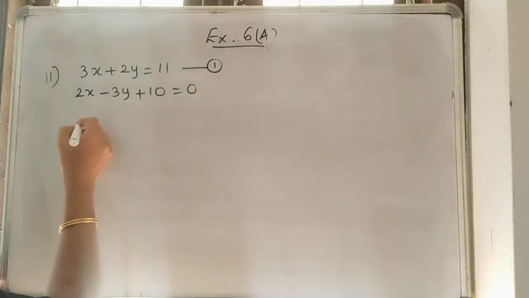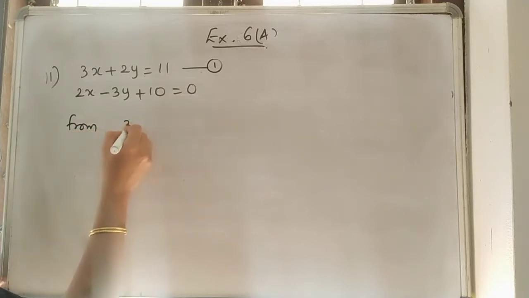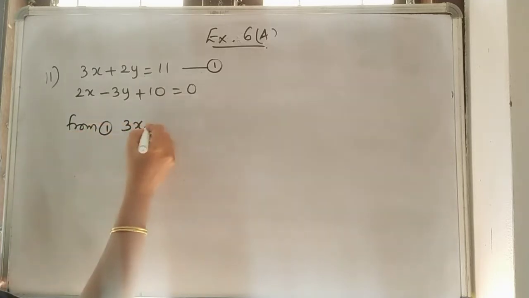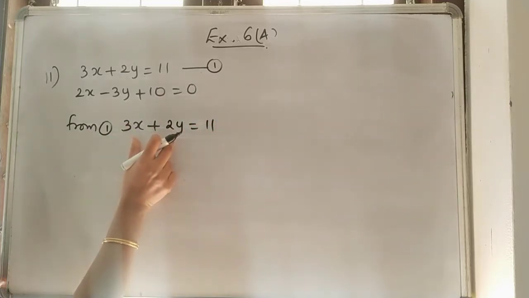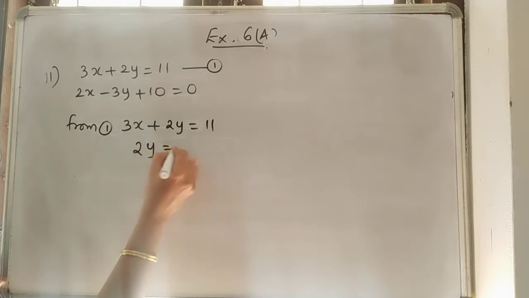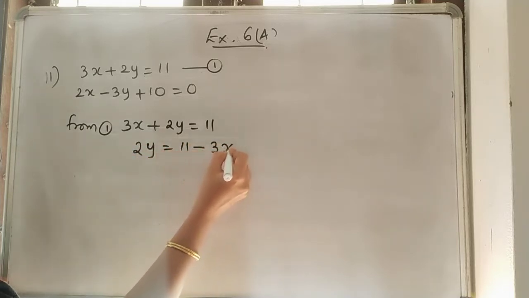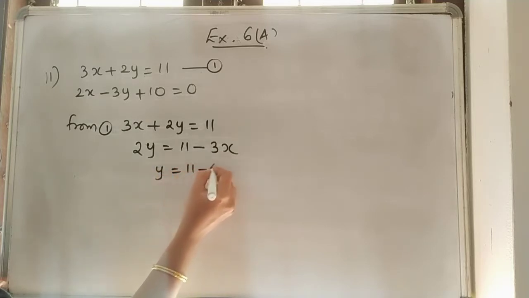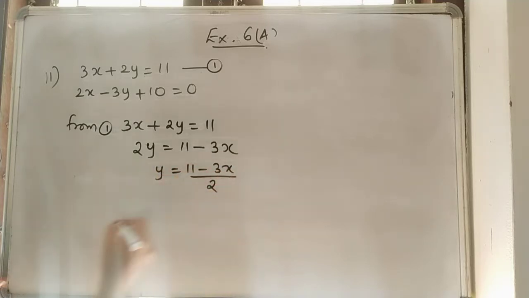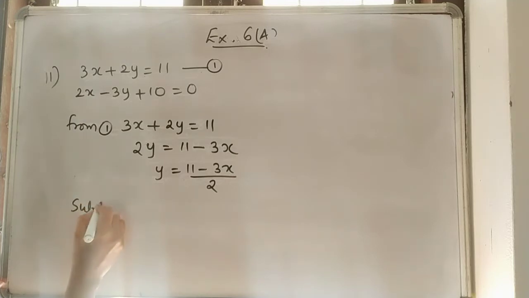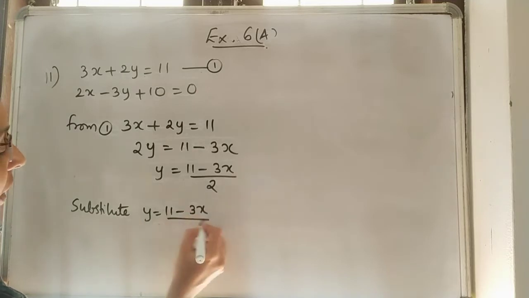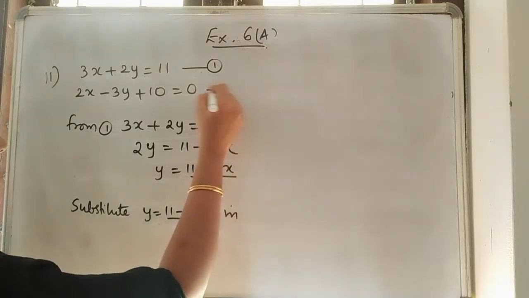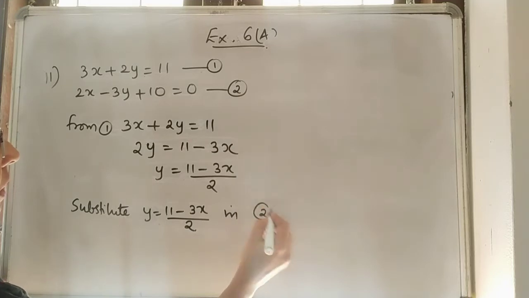From equation number 1, we have 3x plus 2y is equal to 11. From this equation we can first take 2y: 2y is equal to 11 minus 3x. So y will be what? 11 minus 3x divided by 2. Substitute y is equal to (11 minus 3x) divided by 2 in the second equation, equation number 2.